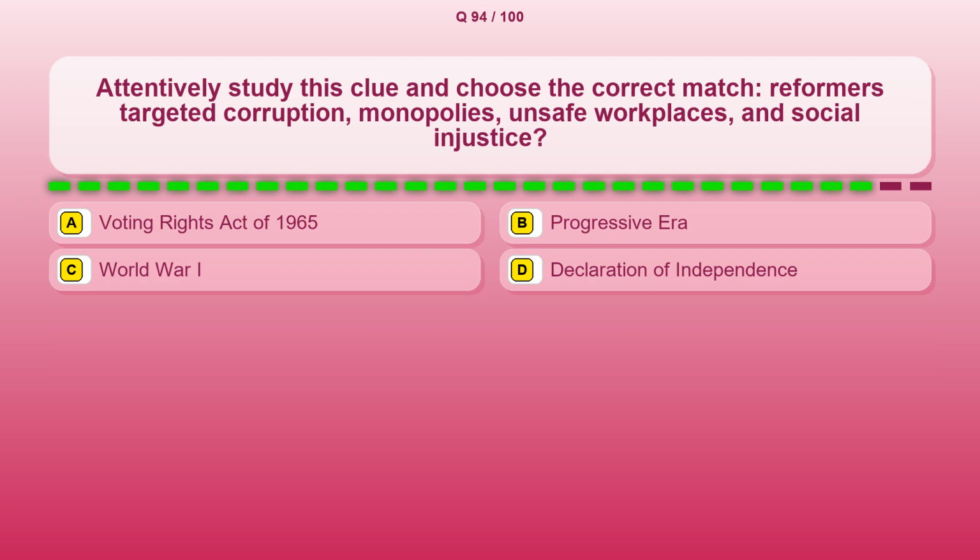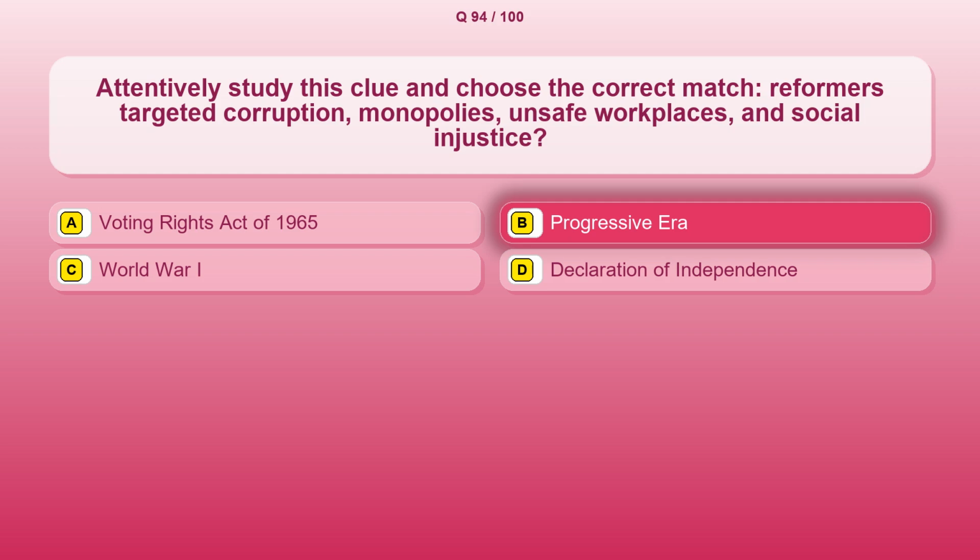Question 94. Attentively study this clue and choose the correct match. Reformers targeted corruption, monopolies, unsafe workplaces, and social injustice. Option A, Voting Rights Act of 1965. Option B, Progressive Era. Option C, World War I. Option D, Declaration of Independence.